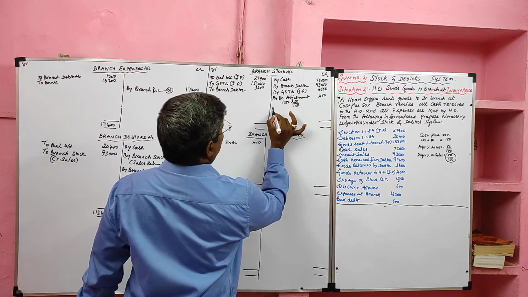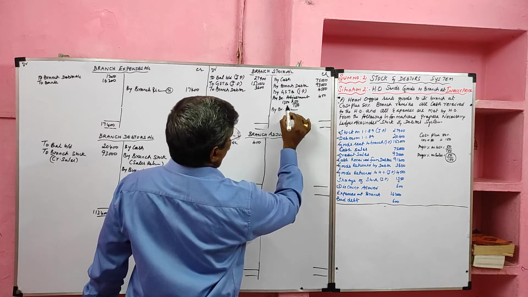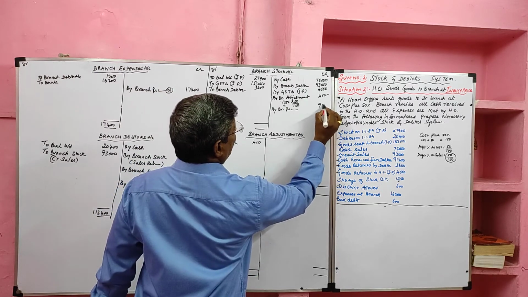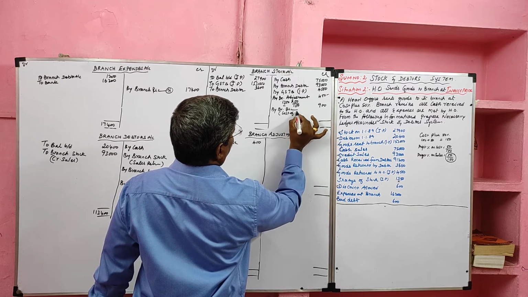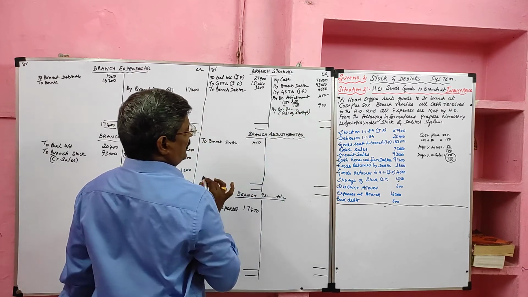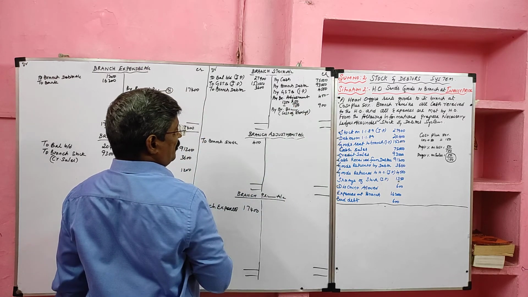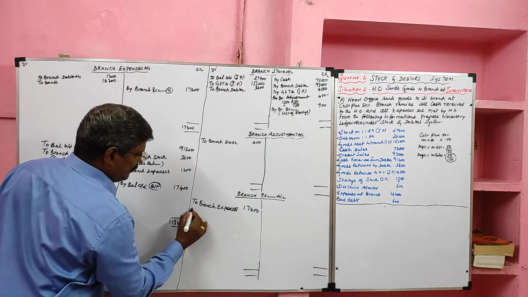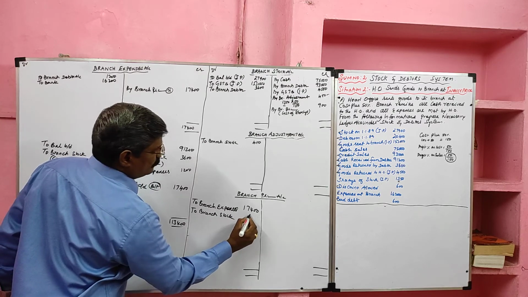So the balance should be transferred to branch profit and loss account. So total shortage 1,350, of which 450 is stock reserve. So the balance 900 should be transferred to the branch profit and loss account. This we called cost of shortage. So the total shortage is divided into two parts: one is stock reserve, another one is cost of shortage. Stock reserve should be transferred to the branch adjustment account debit side. The balance, cost of shortage, should be transferred to the branch profit and loss account debit side as to branch stock account. Its value 900.